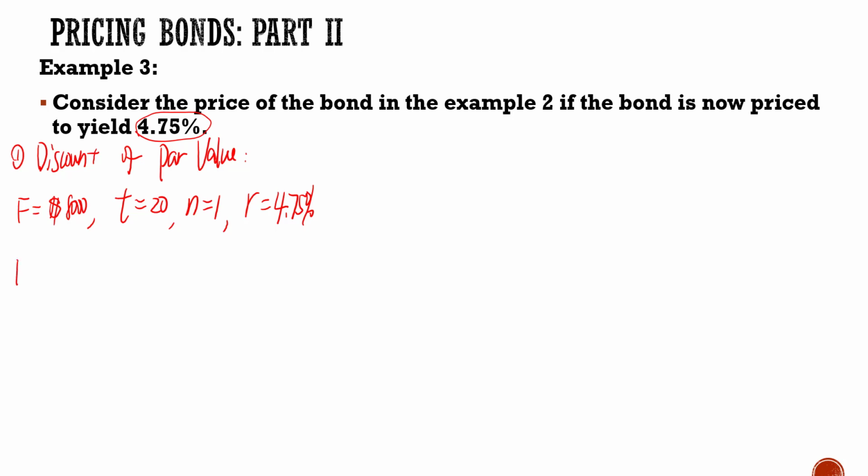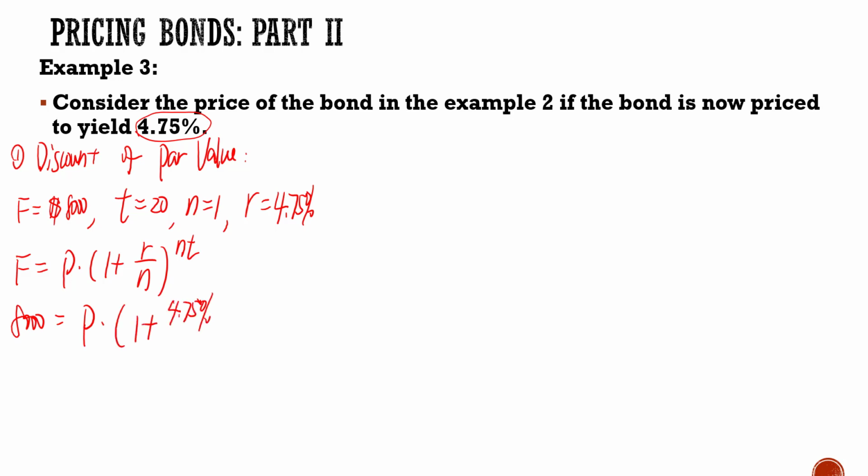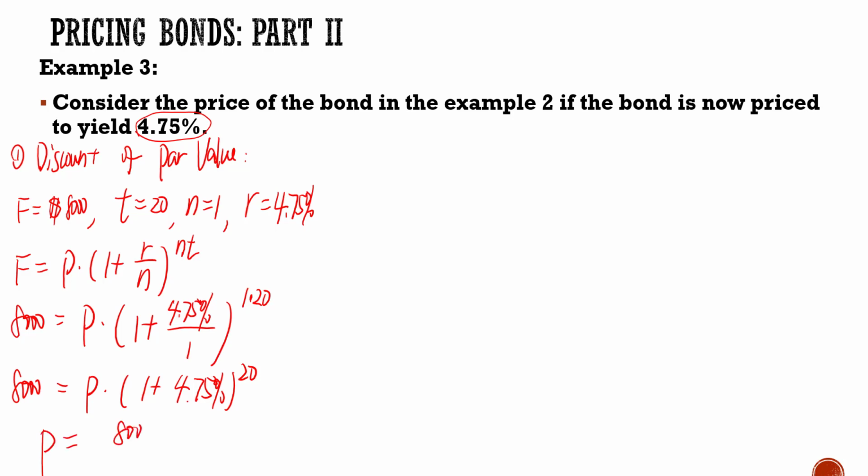But again, we're using the future value for the present value. R over n to the nt. Future value is 8,000. Present value is 1. The rate is 4.75% over 1 raised to 1 times 20. Then we simplify: 8,000 with present value of 1 plus 4.75% to the 20 power. And present value equals 8,000 over 1 plus 4.75% to the 20 power.